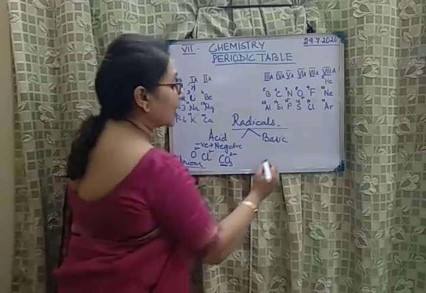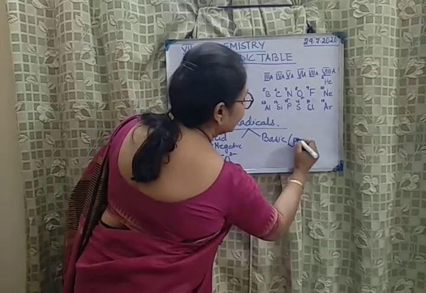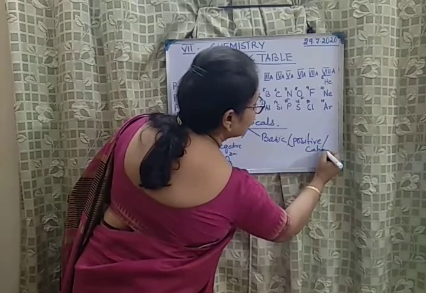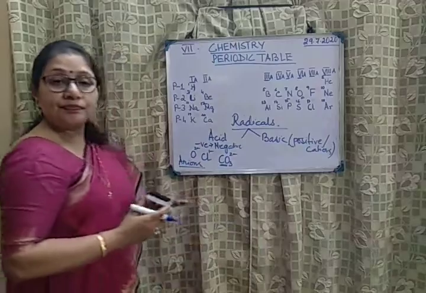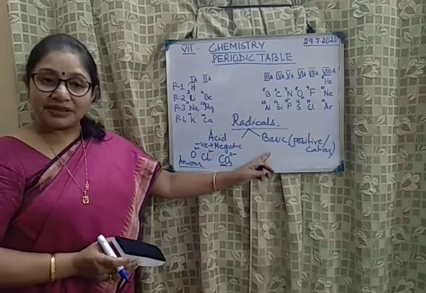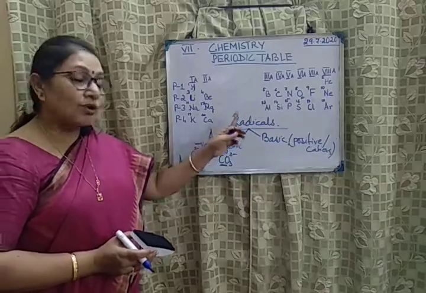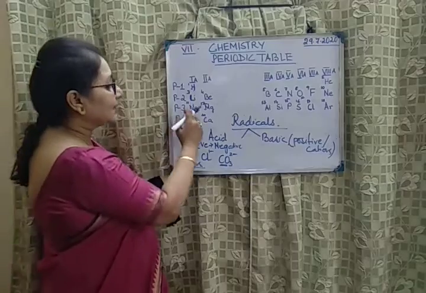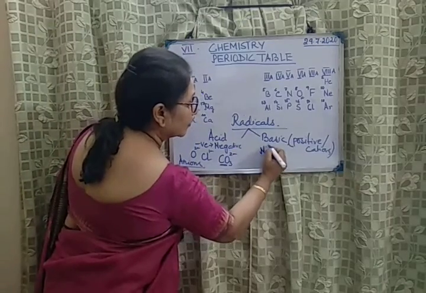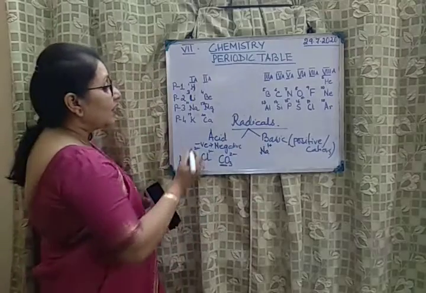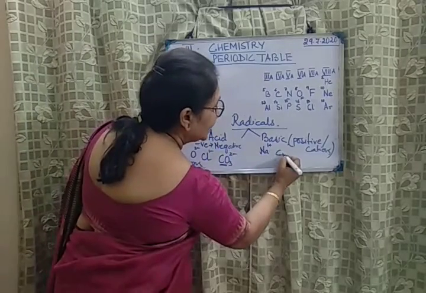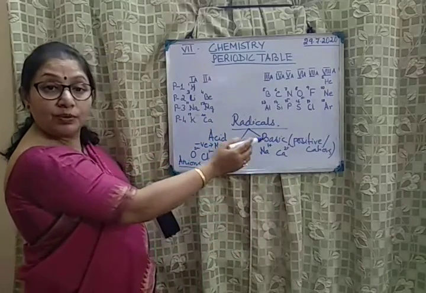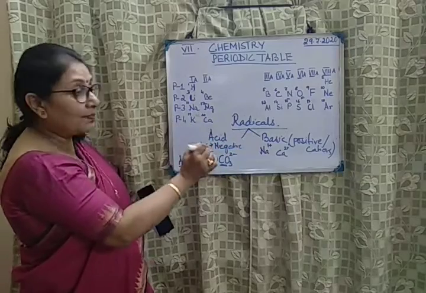The basic radicals are positive radicals. They are also called cations. These are atoms of metal or group of atoms of nonmetals carrying a positive charge on itself. Like if you consider the metal sodium, it has valency 1. If you consider calcium, it has valency 2. Group of atoms of metals or group of atoms of non-metals carrying a positive charge.